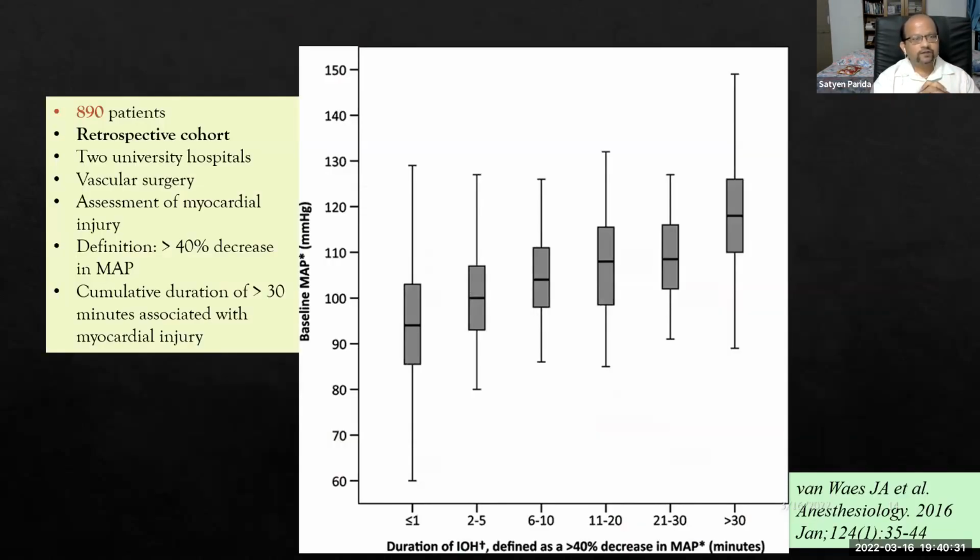So again, another retrospective review, nearly 900 patients from 2 university hospitals, vascular surgical patients, and the authors were checking out the association between perioperative hypertension and myocardial injury. For purposes of this study, they defined perioperative hypertension as a greater than 40% decrease in mean arterial pressure. What the authors found was that when there was exposure to a cumulative duration of greater than 30 minutes at these definitions of hypertension, the incidence of myocardial injury was substantial.